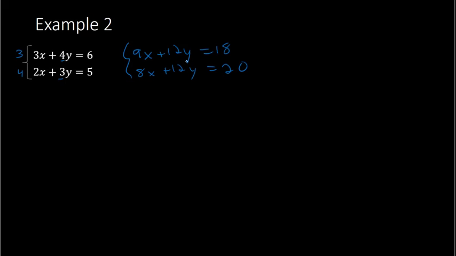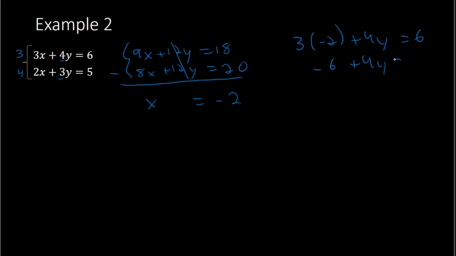If I went this route, notice now the y's could cancel, and when I subtract 12 minus 12, that cancels out. Then we have 9x minus 8x, which gives me 1x, equals 18 minus 20, which is negative 2. Then plug that back in for x. We could have gotten 3 times, for the first equation, 3 times negative 2 plus 4y equals 6. So negative 6 plus 4y equals 6. I can solve by adding 6. We now have 4y equals 12, and then divide by 4 to get y equals 3.